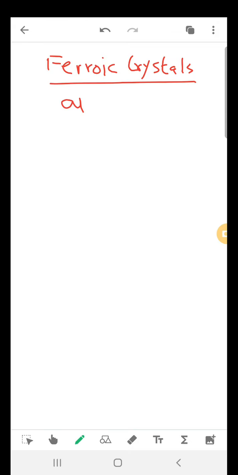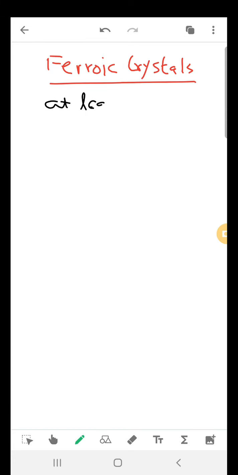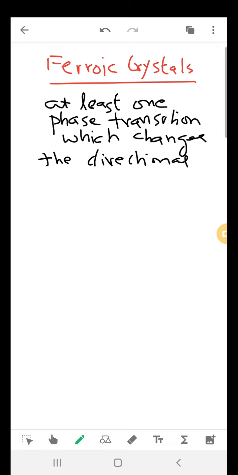At least one phase transition which changes the directional symmetry of the crystal.